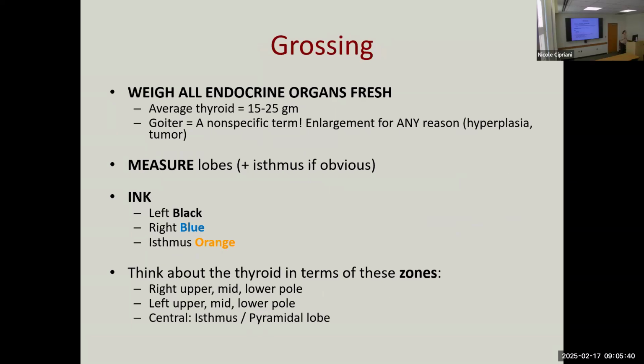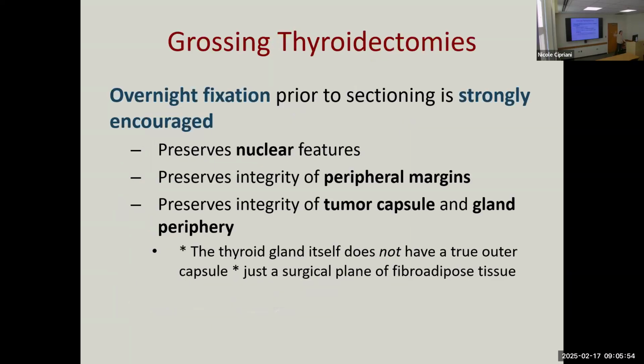We always want to have weights. Goiter is not a pathologic diagnosis, right? Goiter is enlargement for anything: hyperplasia, neoplasia, inflammation, whatever. So we don't ever make a diagnosis of goiter, but often these come in as quote unquote goiter. So just take the word goiter with a grain of salt, because if it's on our table, it's a goiter, like it's not coming out because it's not abnormal.